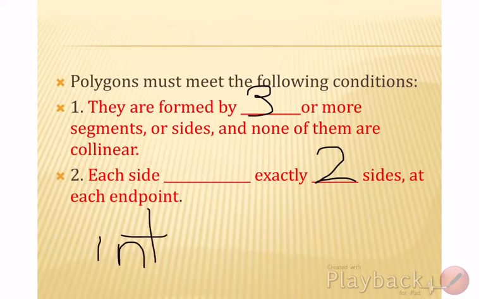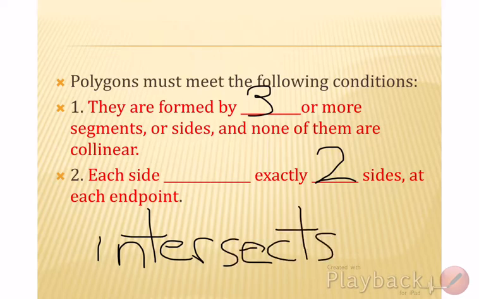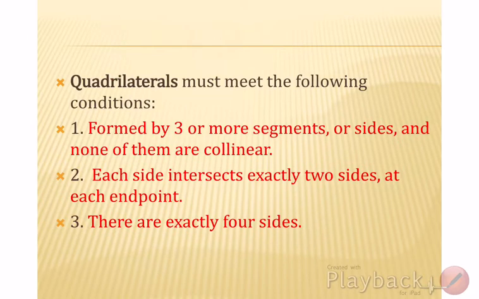Intersects, I-N-T-E-R-S-E-C-T-S, intersects. Quadrilaterals must meet the following conditions. They're formed by 3 or more segments or sides, and none of them are collinear. Each side intersects exactly 2 sides at each endpoint, and there are exactly 4 sides.